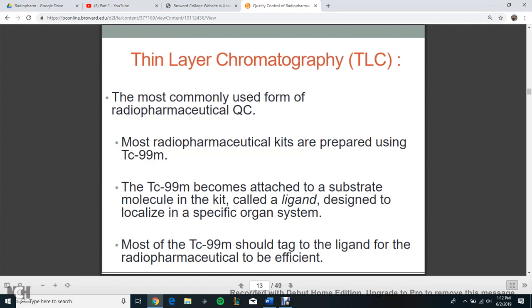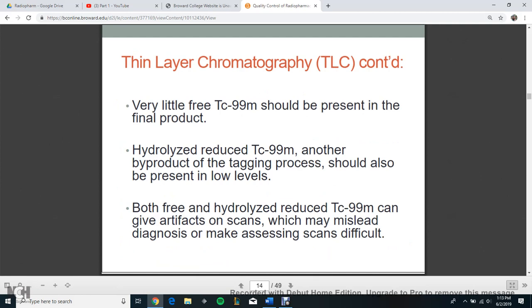Most radiopharmaceutical kits are prepared using technetium-99m. The technetium-99m becomes attached to a substrate molecule in the kit, called a ligand, designed to localize in a specific organ system. Most of the technetium-99m should tag to the ligand for the radiopharmaceutical to be efficient. Very little free Tech should be present in the final product. Hydrolyzed reduced Tech-99m, another byproduct of the tagging process, should also be present in low levels.